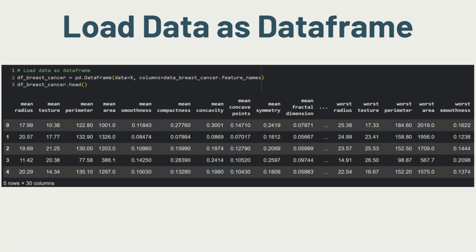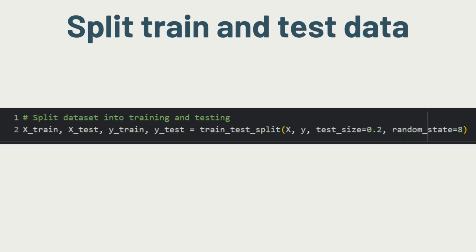Next, we will load the data into a data frame for ease of reading data. We can print the head to inspect it. We can then prepare the data for training the model. We will not pre-process the data, as you will see later on. The model has a good accuracy score.